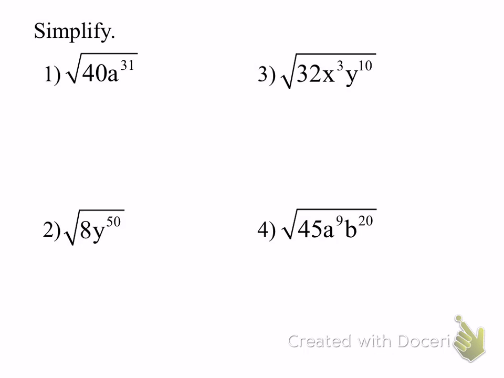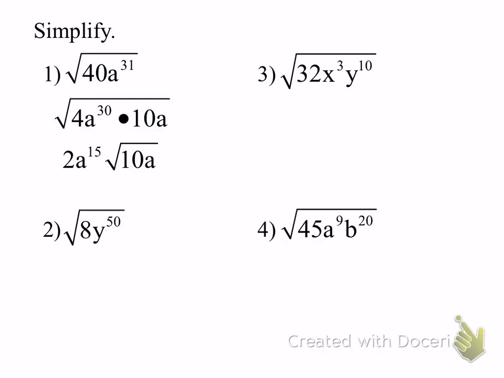How would I break down the a? A times a. Right, so we're breaking them down. And so when I'm doing a to the 30th, the square root of that is a to the 15th. And the square root of 4 is 2. I'm left with 10a.